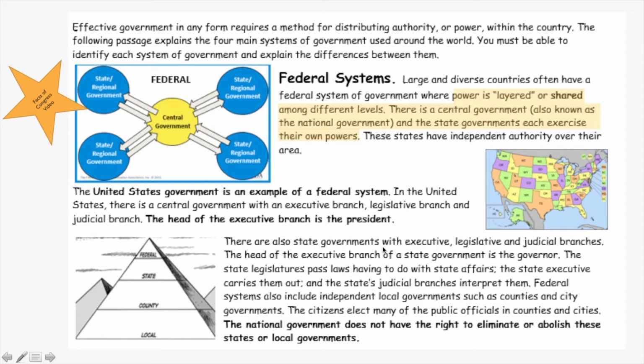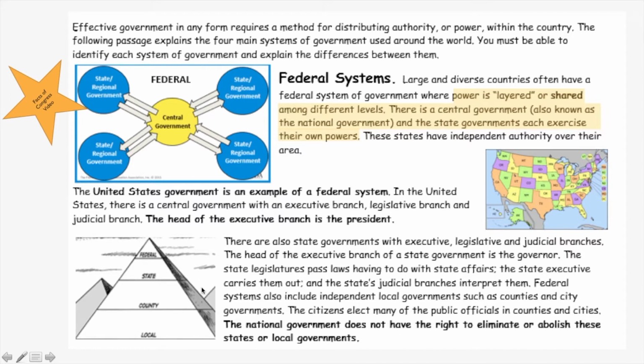There are also state governments with executive, legislative, and judicial branches. So even at the central government, they have a legislative, executive, and judicial, and the states have a legislative, executive, and judicial. The head of the executive branch of a state government is called the governor. The state legislatures pass laws having to do with their state affairs, and the state executive carries them out, and the state's judicial branches interpret them. Federal systems also include independent local governments, such as counties and city governments. The citizens elect many of the public officials in counties and cities. The national government does not have the right to eliminate or abolish these states or local governments.